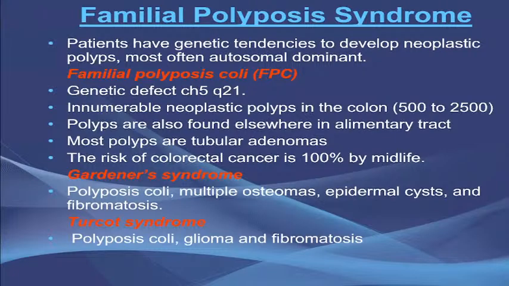For Gardner syndrome, they also have polyposis coli, multiple osteomas, numerous skin epidermal cysts, as well as fibromatosis. So that's Gardner syndrome. Turcot syndrome, they have polyposis coli, gliomas, and fibromatosis. So these are the three syndromes that are associated with multiple colorectal polyps or polyps in the GI tract. Remember, they can be anywhere in the GI tract.